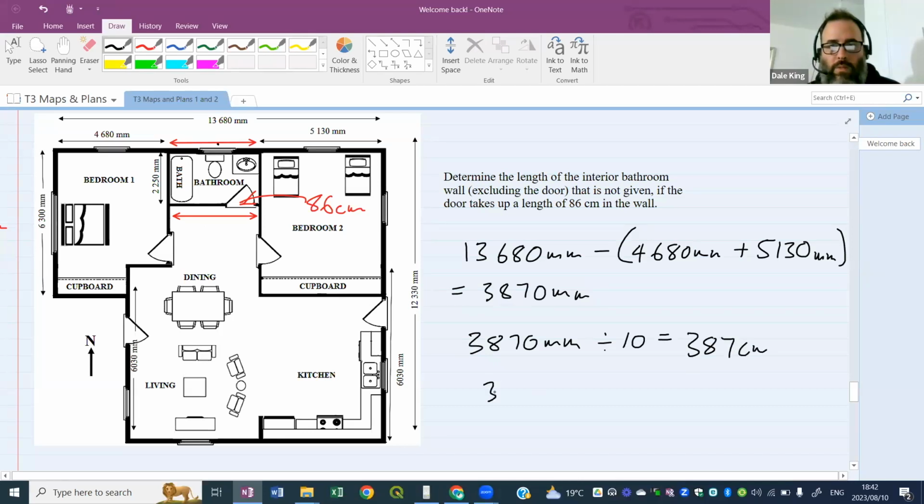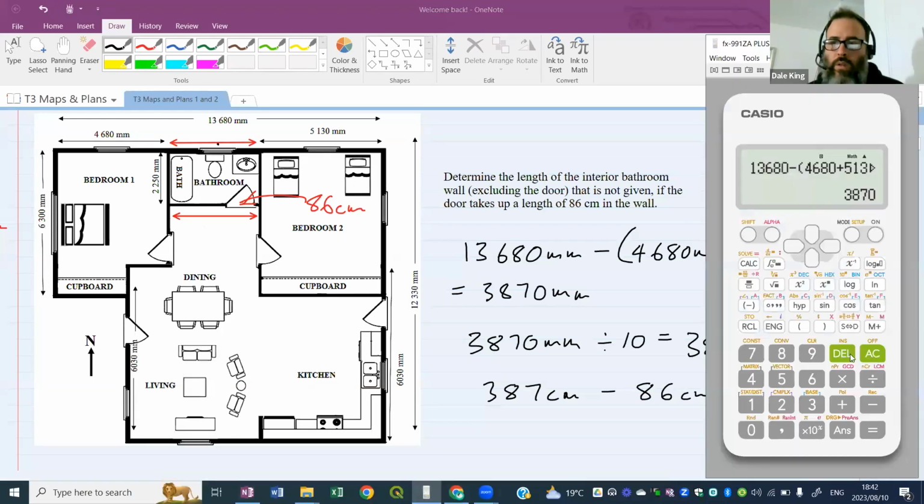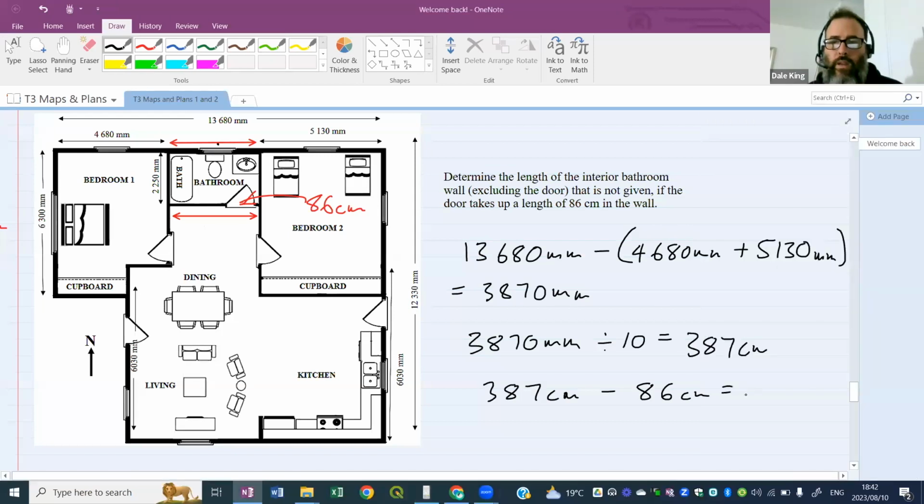All right, and what must I do with this? You said you're going to subtract it by 86 centimeters. Okay, so 387 minus 86, and we get 301 centimeters.